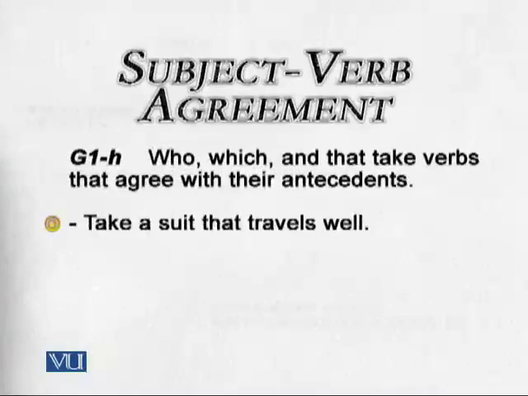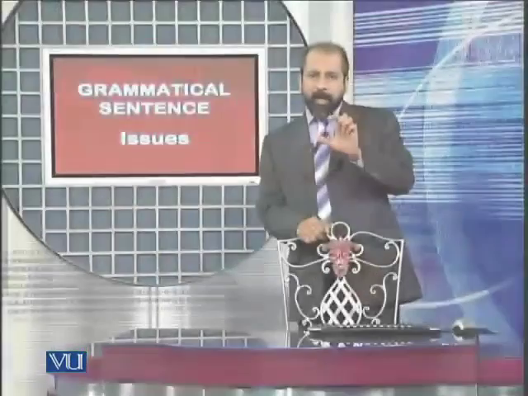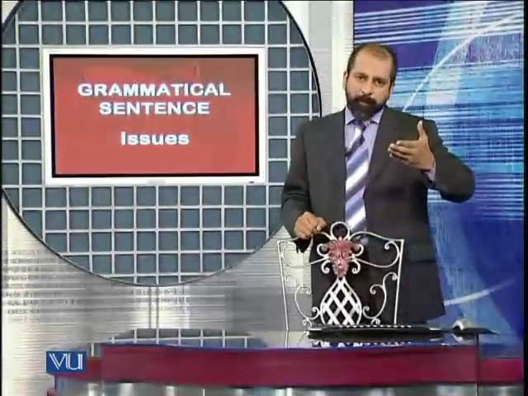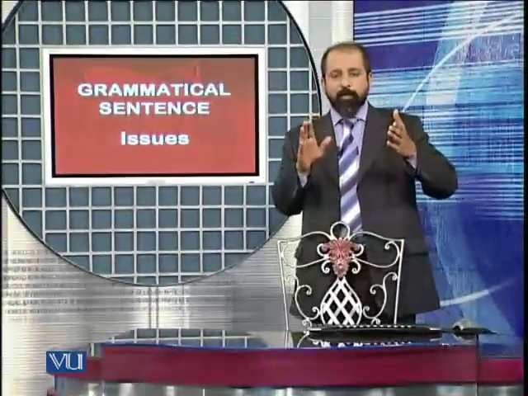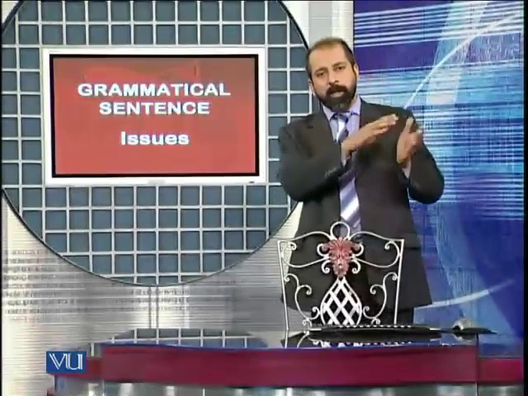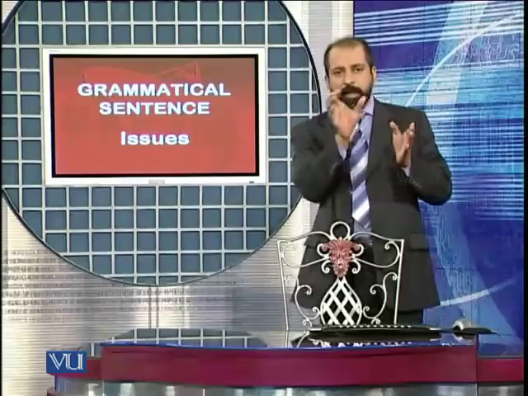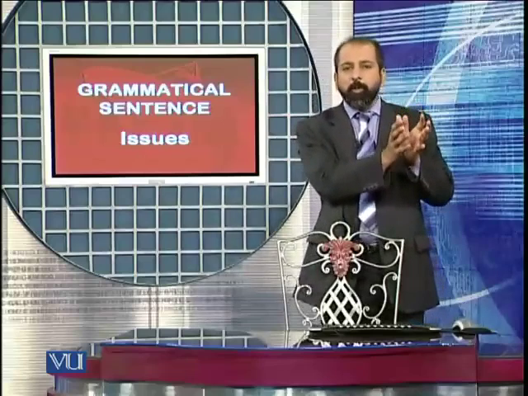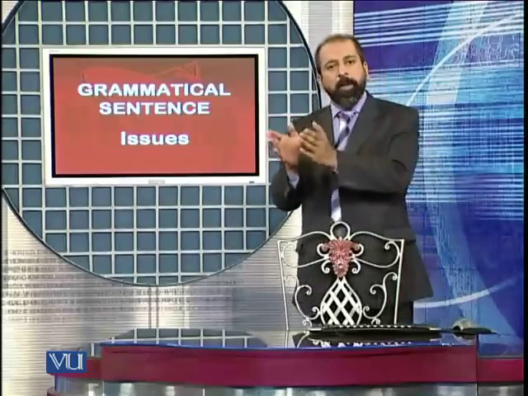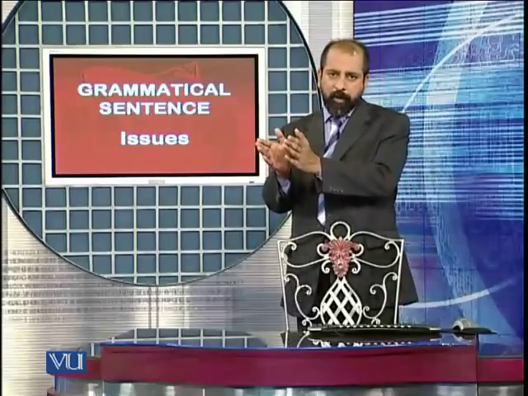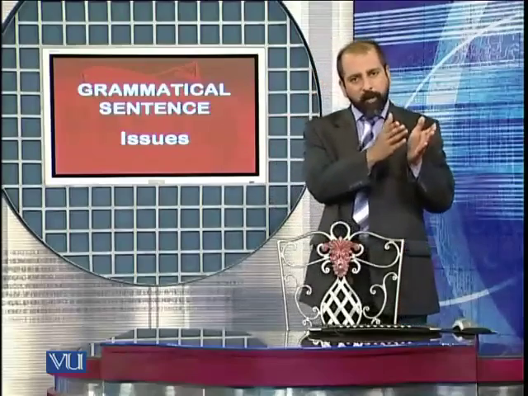Like the sentence is, take a suit that travels well. Now, look here. That's antecedent is suit. That refers to what? Suit. Take a suit that travels well. That's antecedent is a suit. Suit is in singular form. The verb has to be in singular form. And with respect to suit, the verb is travels.